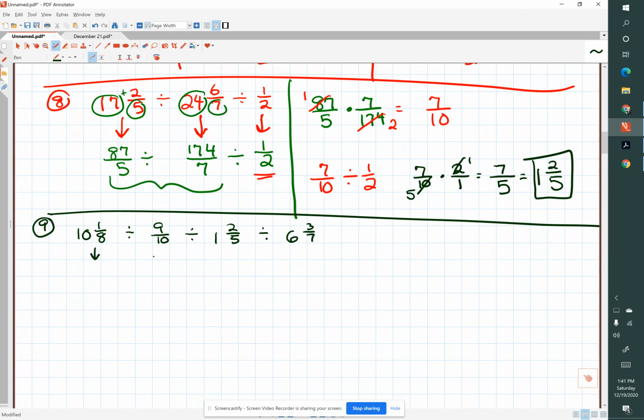So first we want to convert everything to improper fractions. 9/10 is all set, so we can just go ahead and bring that down. Now 10 times 8 is 80 plus 1 is 81 over 8. 5 times 1 is 5 plus 2 is 7 over 5. 6 times 7 is 42 plus 3 more is 45 over 7. Let's start with the first two numbers.